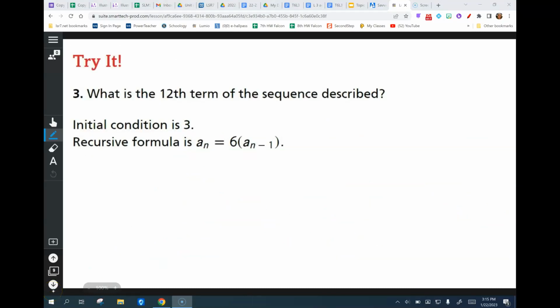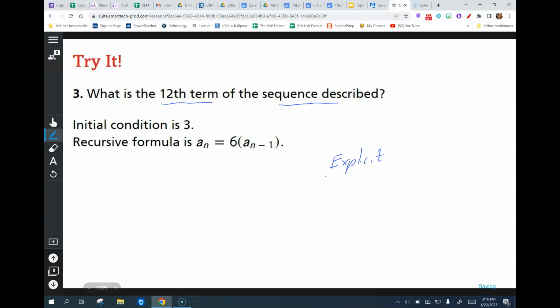I just realized that that last example was not in your book. So yeah, stick it in, habits of mind, I guess. I'm sorry. Okay, this one is in your book at the bottom of page 128. What is the 12th term of the sequence described? Okay, so we're going to want the 12th term. That means that I need explicit.